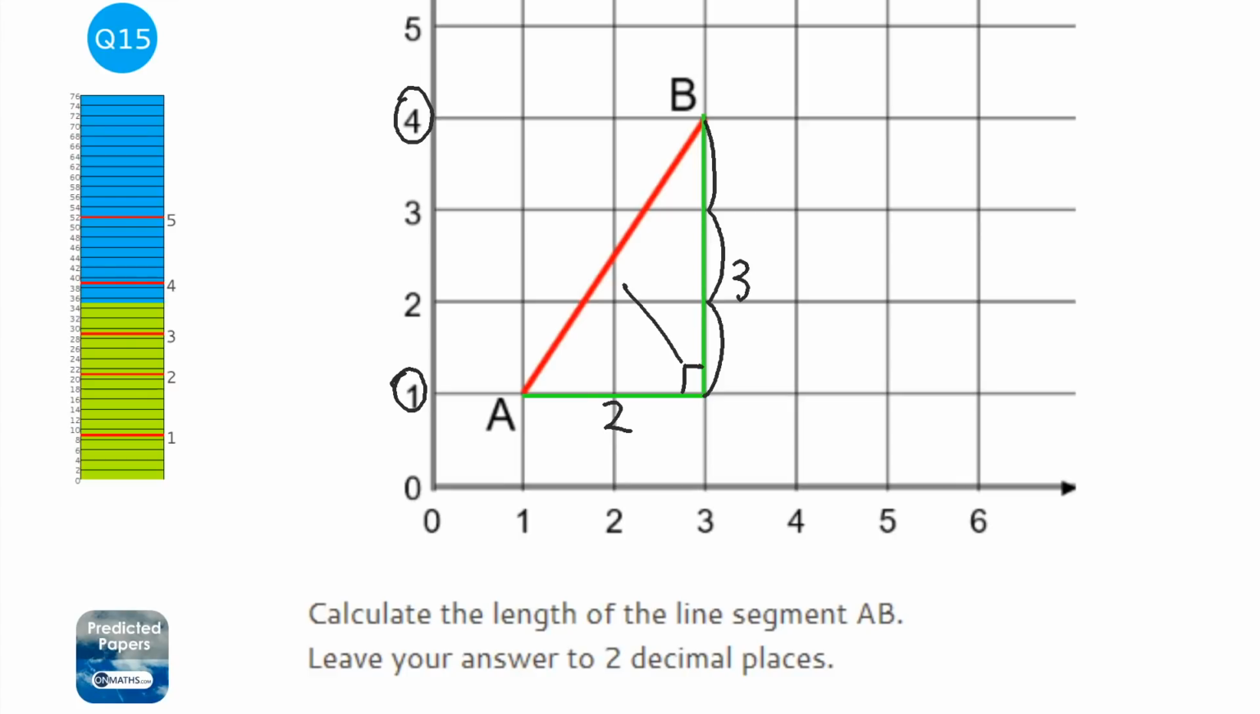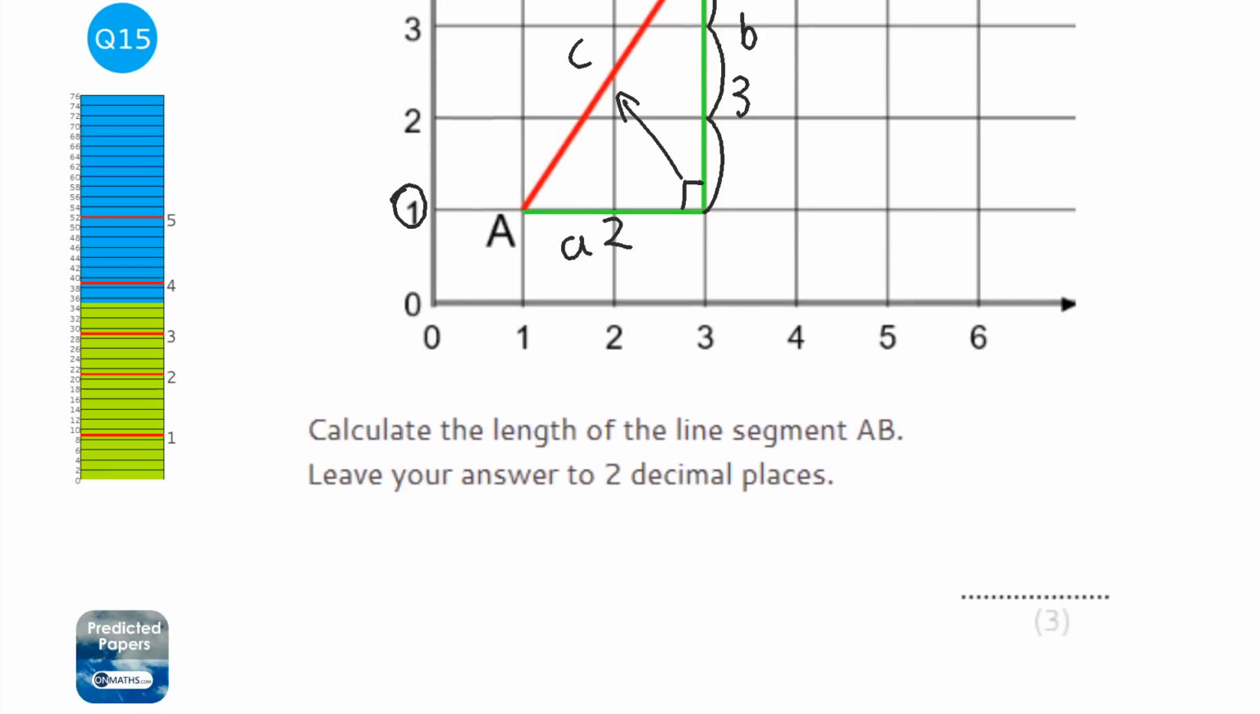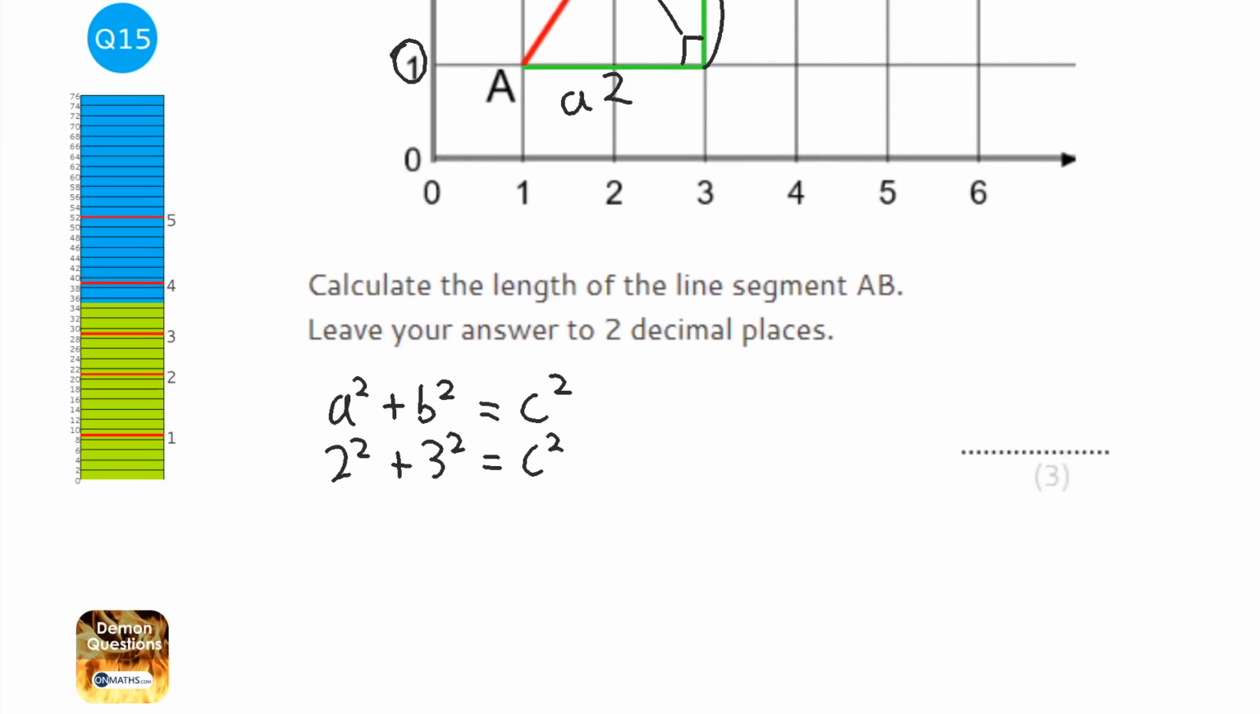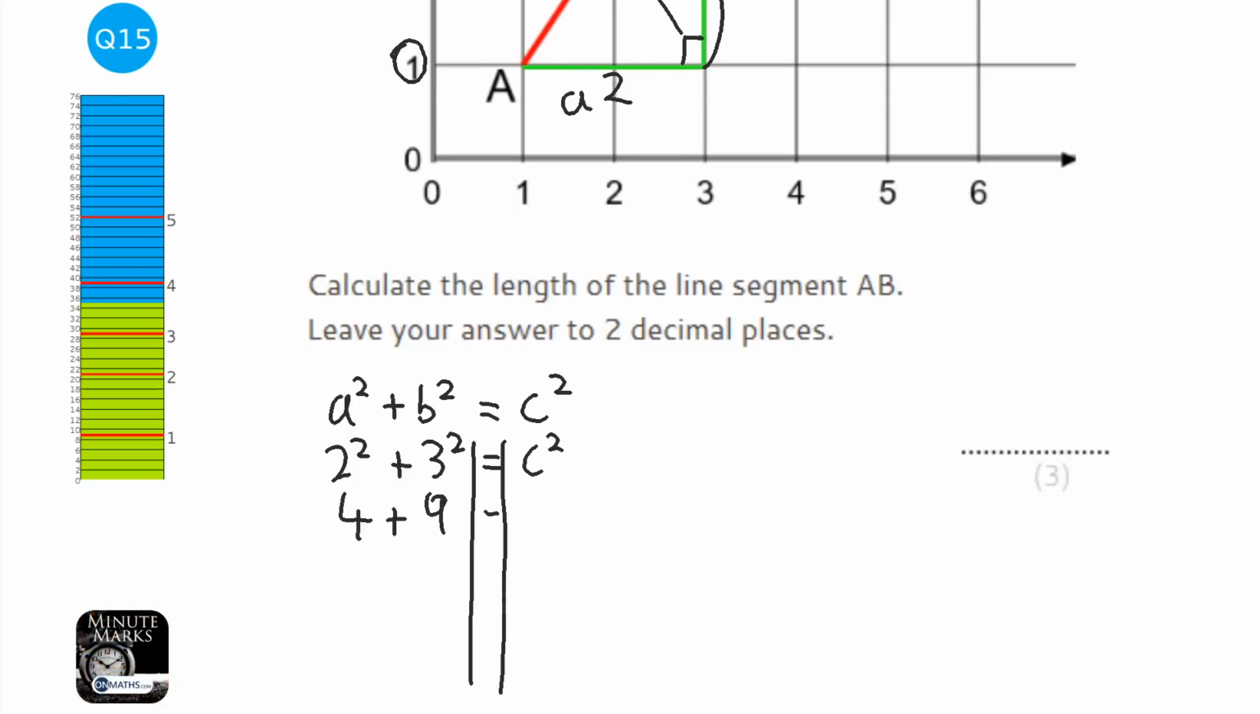Now, the one opposite the right angle is going to be labelled as C. These two, it doesn't matter, I'm going to call that A and that B. We use Pythagoras' formula. So A squared plus B squared equals C squared. And A is 2, so 2 squared plus 3 squared, because B is 3, equals C squared. Let's put our lines in. So it's going to be 4 plus 9 equals C squared. 13 equals C squared. Square root both sides.